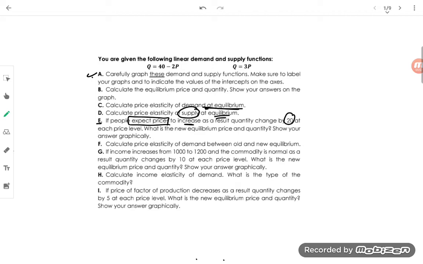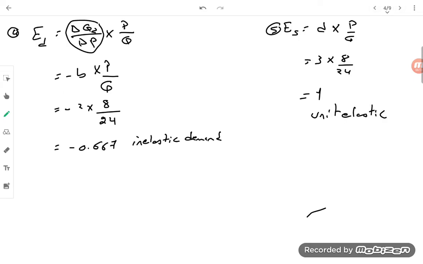First of all, in order to be able to answer this question, we have to identify whether expected future price is one of the factors affecting demand or supply. Number 2, whether it's going to increase or decrease the value of the supply or the demand, or both of them. With respect to expected future prices, it will affect both demand and supply. So we have to find new demand function and new supply function.